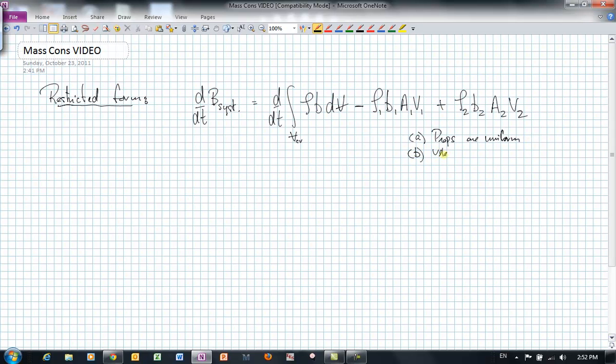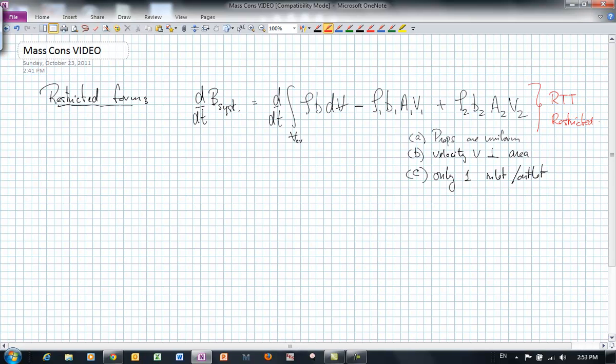The velocity is perpendicular to the area at the inlet and at the outlet. And thirdly, there's only one inlet and only one outlet. Okay, so quite restrictive, but as we saw, it comes in a nice, convenient form. And I'm calling this RTT restricted, Reynolds transport theorem restricted, or form number 1.